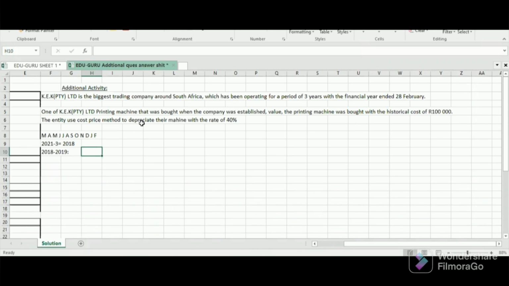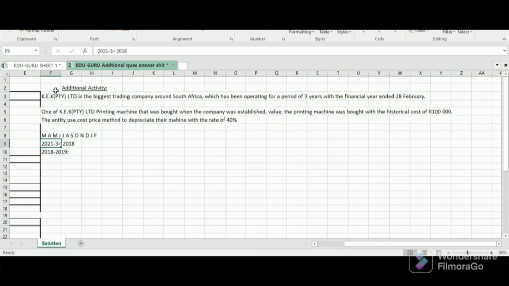But I said to you earlier, what is important after reading the first information? You prepare your financial year. So this is my financial year. We were given how long the company has been operating: for a period of 2 years. Then this is the current financial year that we are in, 2021. For us to get the year the company was established, we take 2021 and subtract 3 years. It gives us 2018, which is the year the company was established.